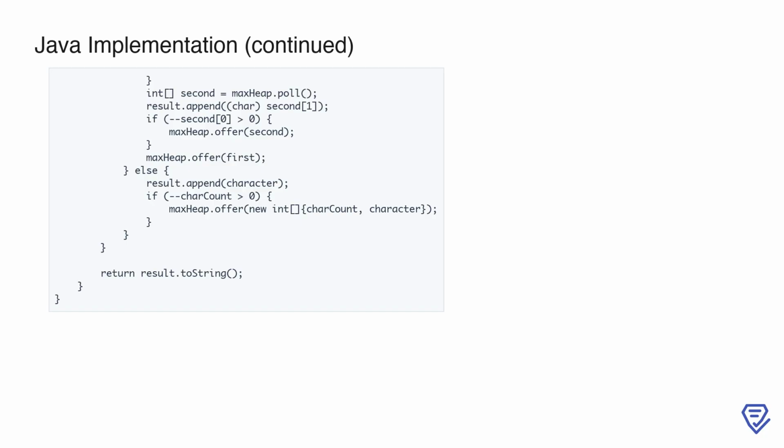If appending the current character does not violate the constraints, we simply append it to the result and decrement its count. If the count is still greater than 0, the character is re-added to the heap. Once the heap is empty, the loop ends, and we return the constructed string as the result. This ensures that the final string adheres to the problem's constraints while maximizing its length.